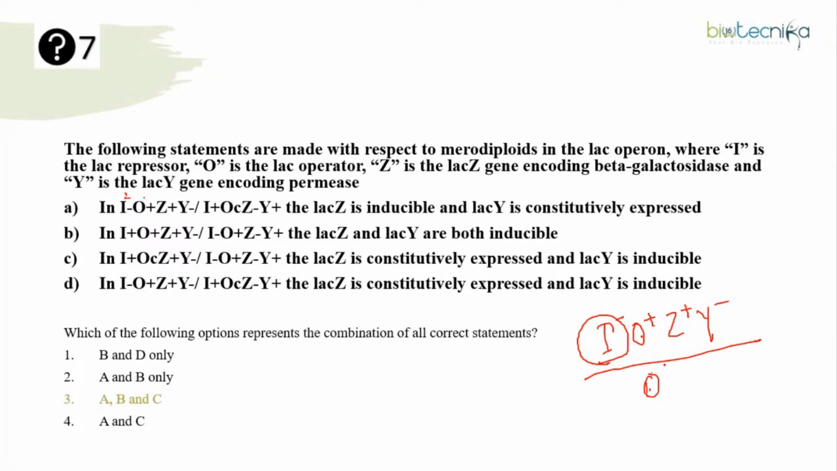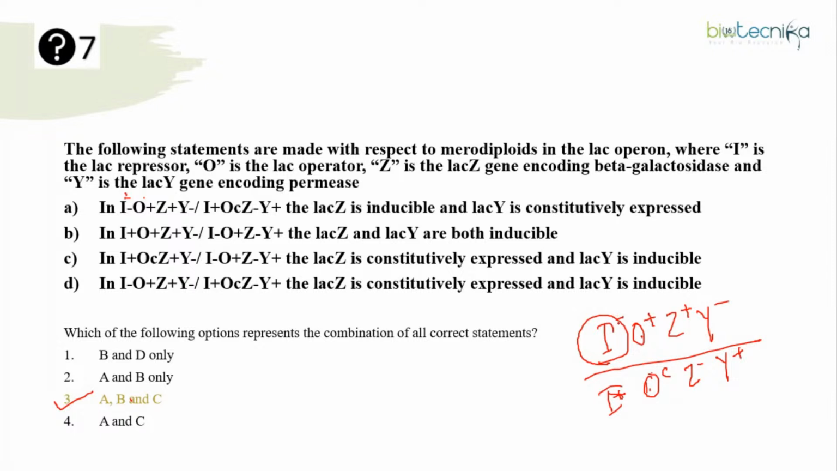So the correct statement here is option 3. The correct answer is option 3. You have to find the combination, so let's see what they are saying. In the first case, I'll write it down: I plus, O constitutive, Z minus, Y plus, right?